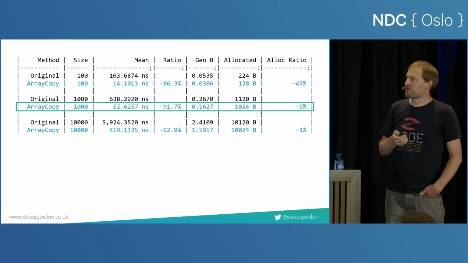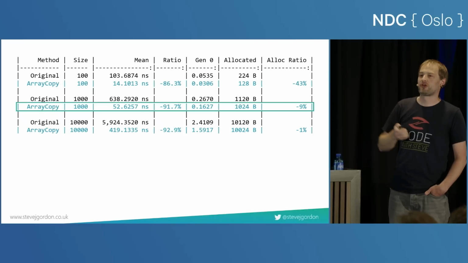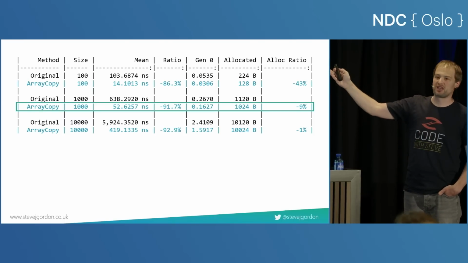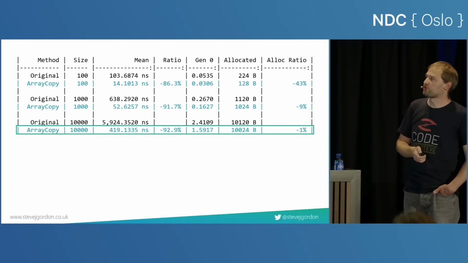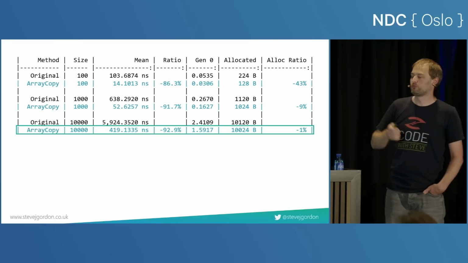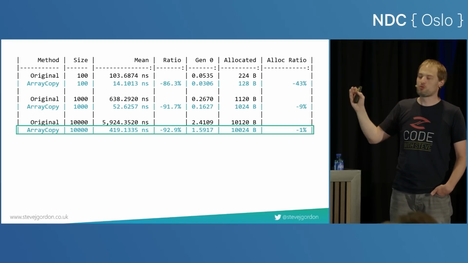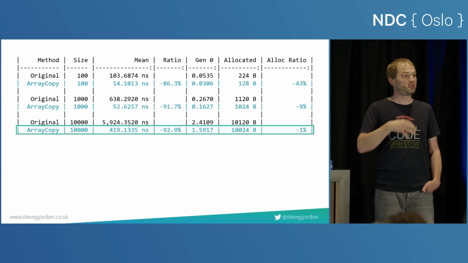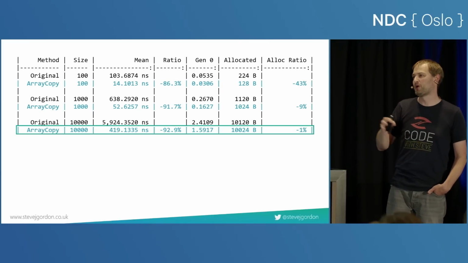But we can see that for 1,000 elements, the execution time gain is still there, but the allocation gain is far less significant. And as we drop down to 10,000 elements, we're now only 1% improved. And that's because all we've really shaved off is the 96 bytes of LINQ overhead of the expression being compiled down.